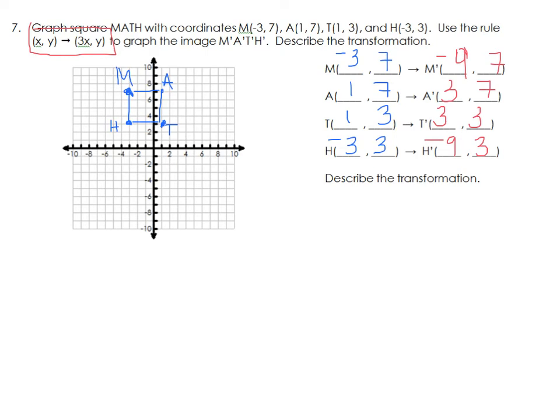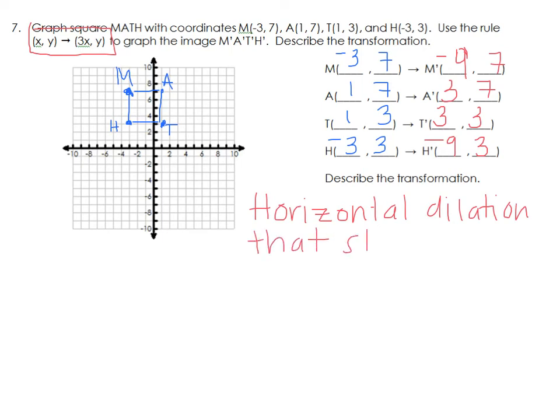Because the 3 is only being multiplied to the x coordinate, this is still a dilation, but now it's not just a regular dilation, it's a horizontal dilation only. So we're going to write it is a horizontal dilation. This is going to stretch still. So you could say either a horizontal dilation or a horizontal stretch. I'm going to put horizontal dilation that stretches, and this is going to stretch by a factor of 3.